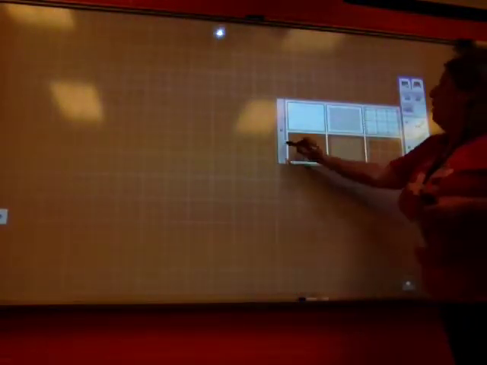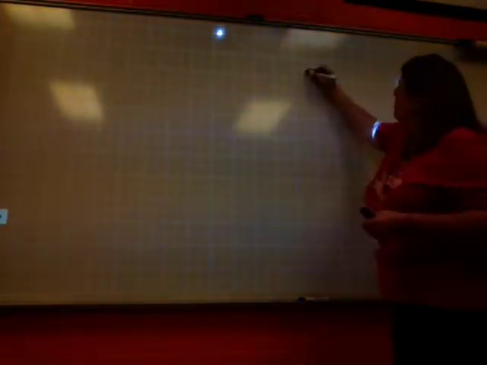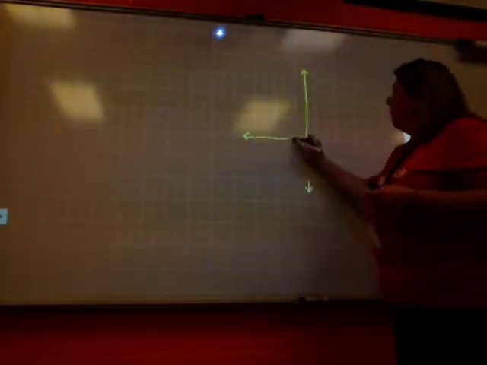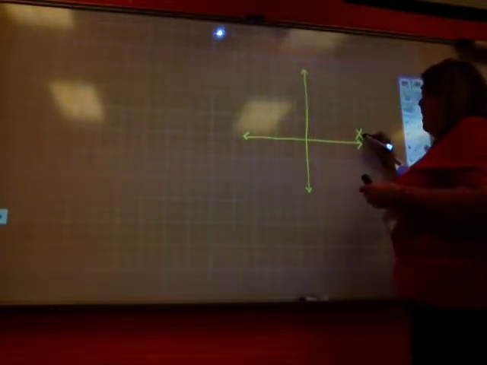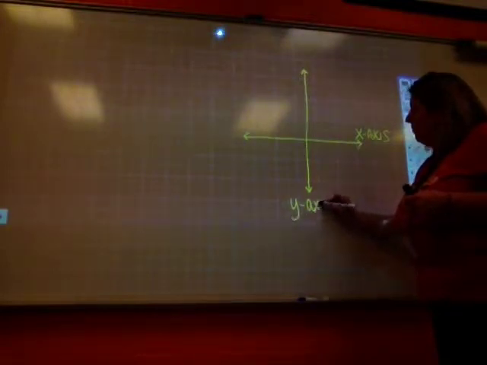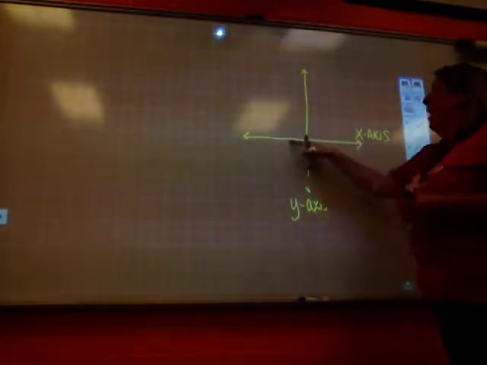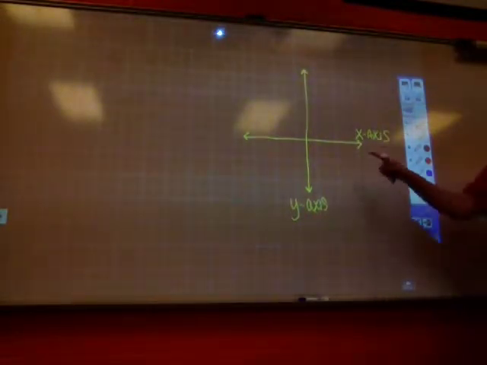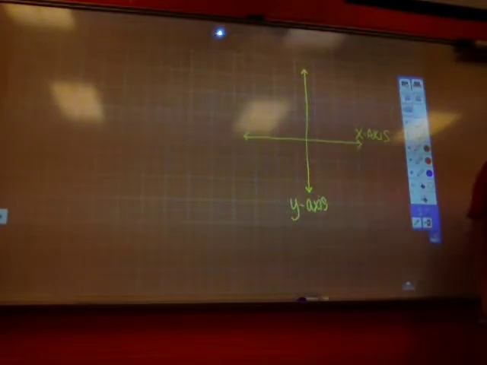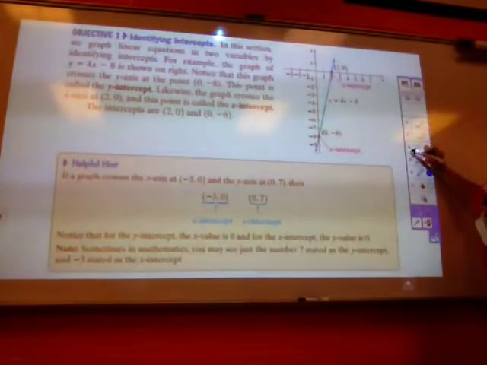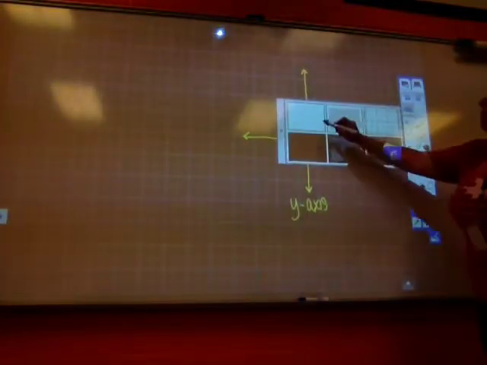Anywhere on this coordinate plane, if this is my coordinate plane, and this is my x-axis, and this is my y-axis, anywhere on this line, what's y going to be? 0. Doesn't matter what x is, but anywhere on this line, y would be 0. Does everybody agree with that? Yes. Okay.